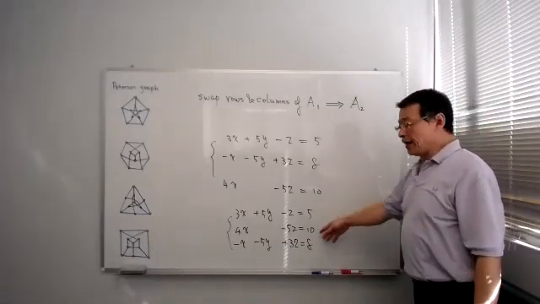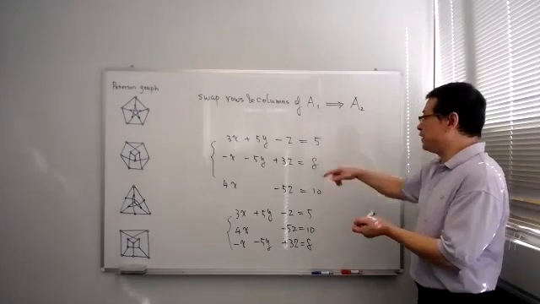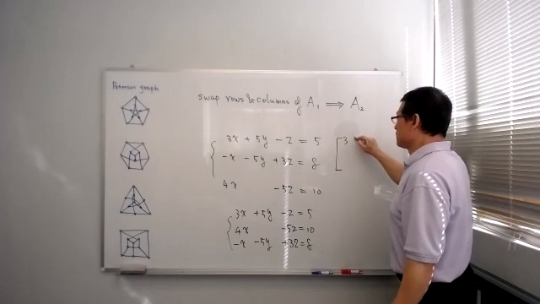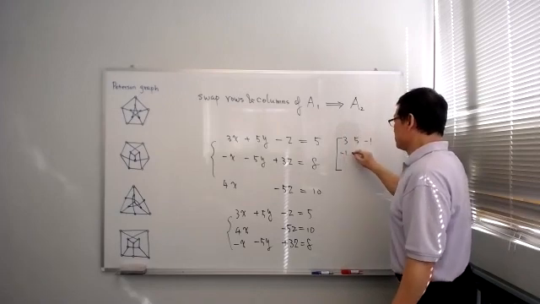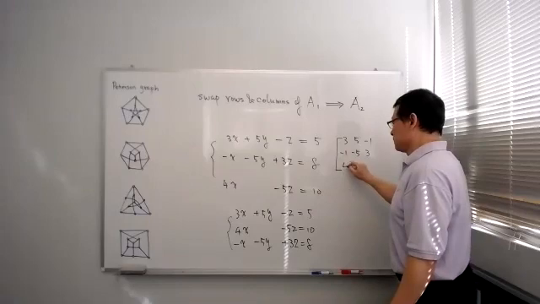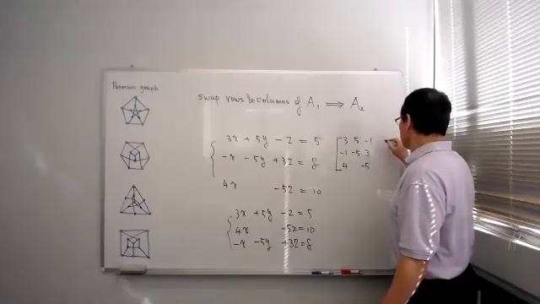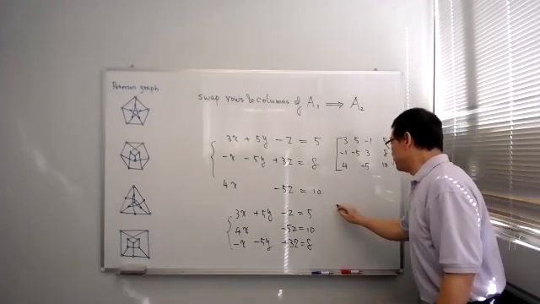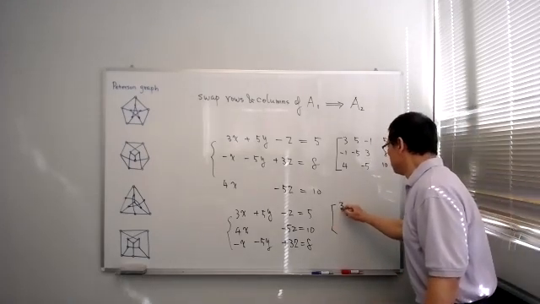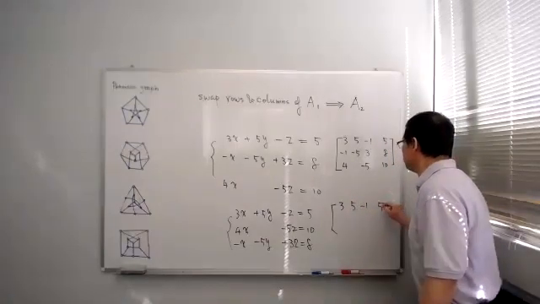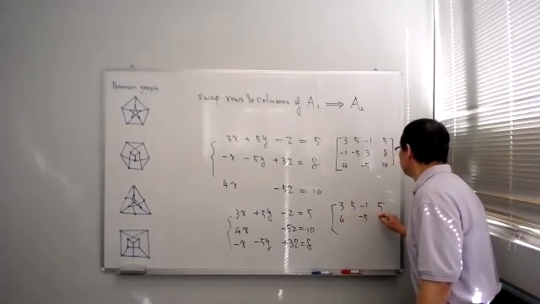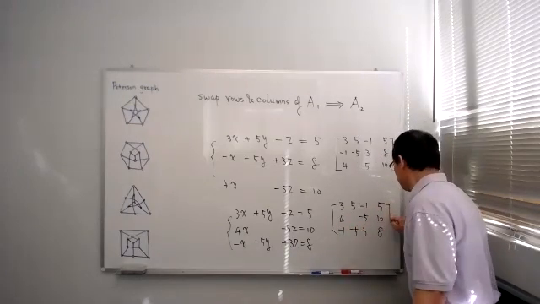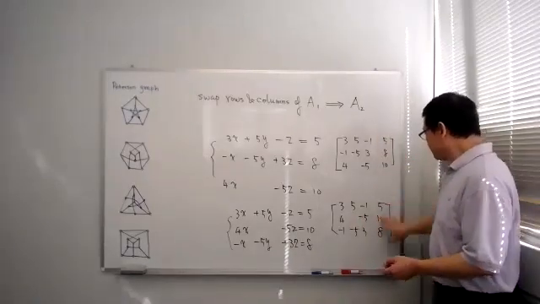So whenever we know how to solve this one, we know how to solve this one. So in terms of matrix, this one, in terms of matrix, right? So this one is, but ignore this part for the time being.